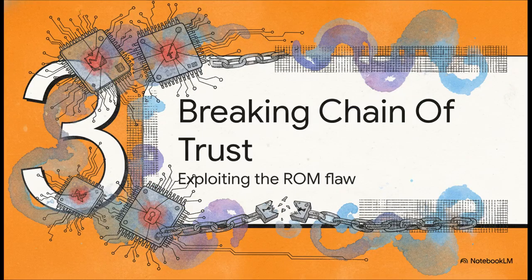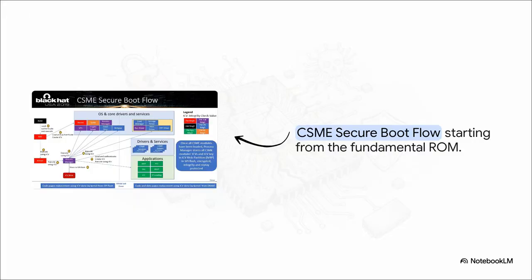Section 3. Breaking the Chain of Trust. Check out this secure boot flow diagram from a Black Hat presentation. Notice that very first black box labeled ROM, way up on the top left? That's where the whole sequence kicks off. The ROM loads, authenticates, and executes the very first piece of code.